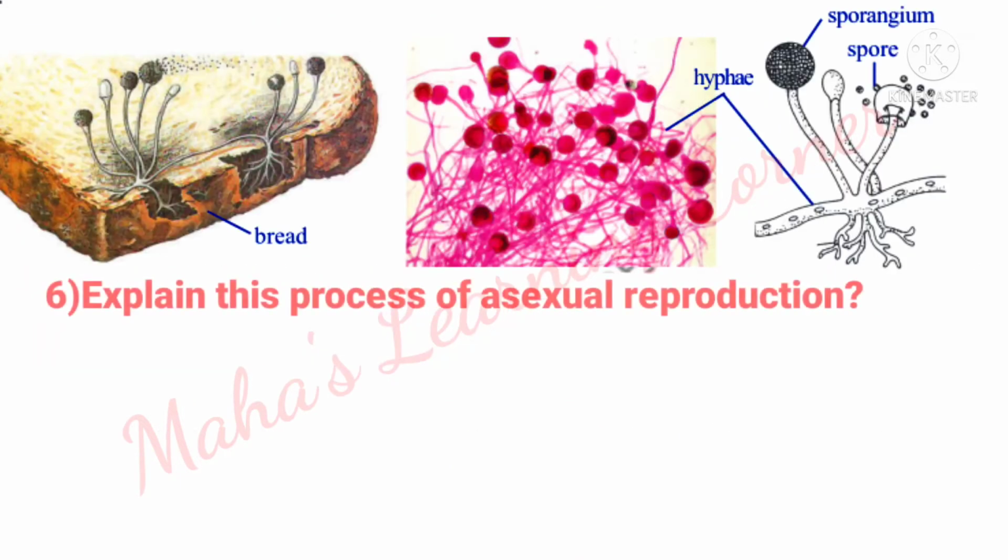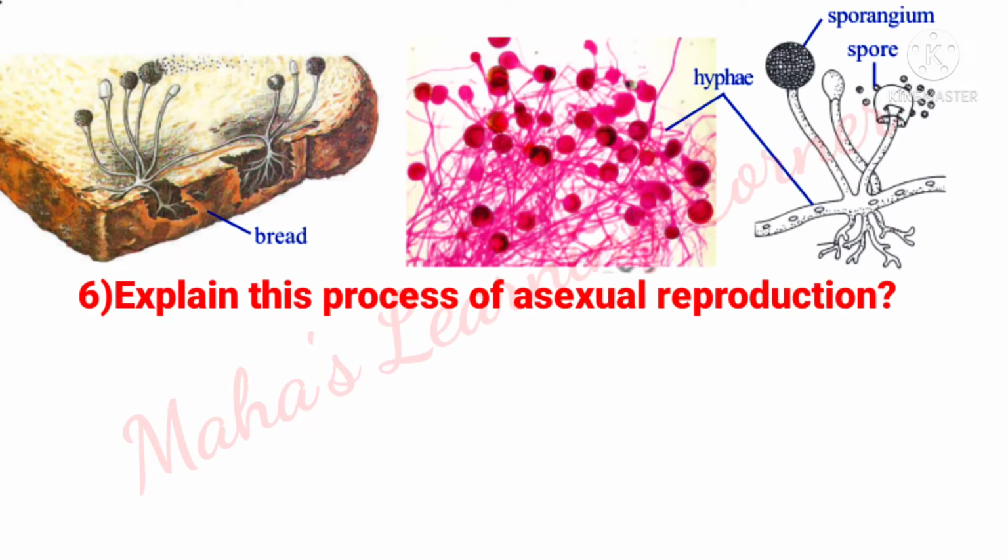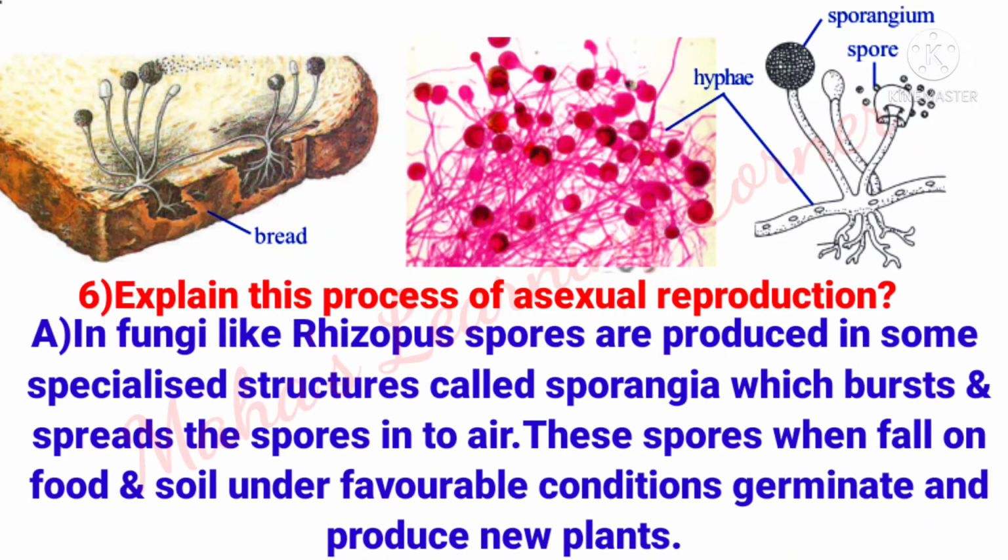Next one, explain the process of asexual reproduction seen in this diagram. In fungi like rhizopus, spores are produced in some specialized structures called sporangia, which burst and spread the spores into air. These spores, when they fall on food and soil under favorable conditions, germinate and produce new plants.